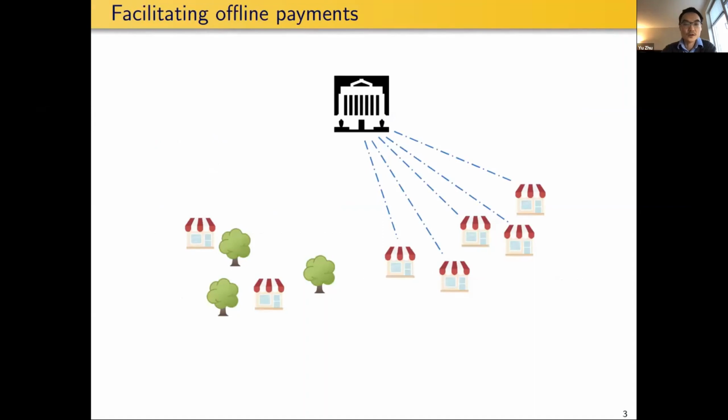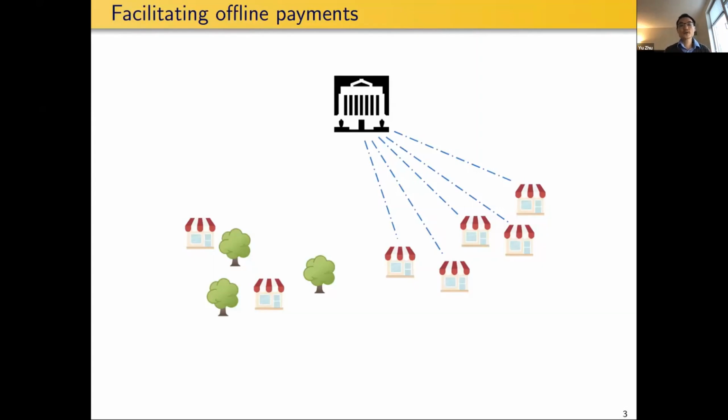So in the graph, I plot two types of stores. On the left-hand side, these are stores in the woods. They don't have instantaneous connection to the central bank. And on the right-hand side, these are stores that can connect to the central bank instantaneously. And when we talk about offline payment feature, we are thinking about you can use it as an offline store that's on the left. But the issue there is because these stores don't have instantaneous connection to the central bank, they cannot verify whether the money has been used or not.